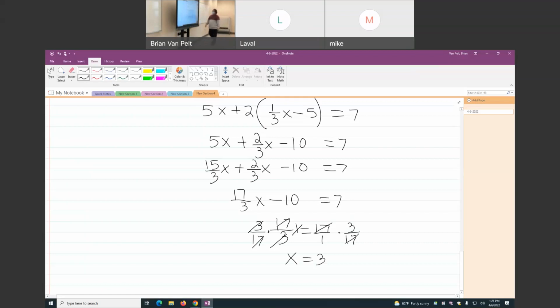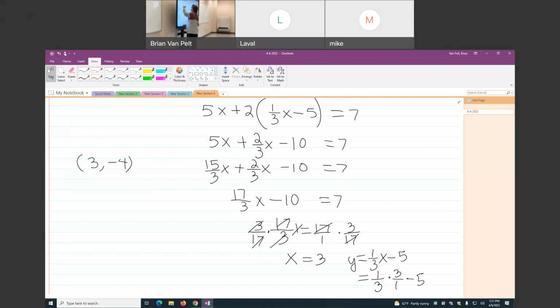So then your y was equal to 1/3 x minus 5. So we have 1/3 times 3, or if you want 3/1, and that'll end up being -4. Did we get that last time? Yeah, negative 4 and 3. 3 is first. The order matters here, that's what I said.